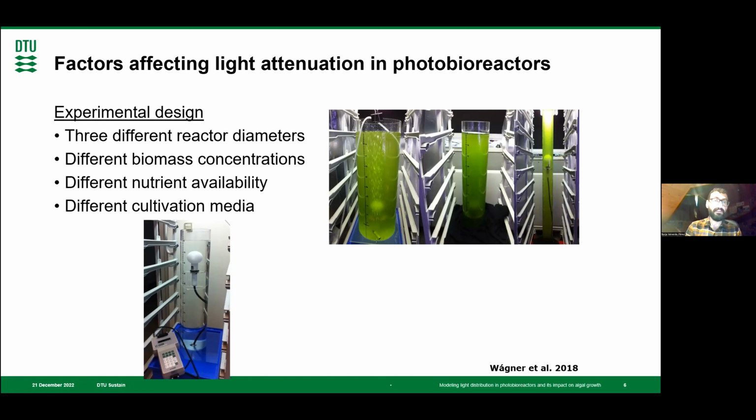And then we also tested different conditions. So we tried different biomass concentrations. We tried to starve this biomass to induce changes in the pigmentation. And we also worked with synthetic media and also wastewater as cultivation media. So we can actually compare the absorption or attenuation depending on the matrix for algal growth.